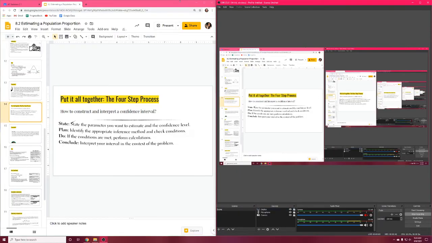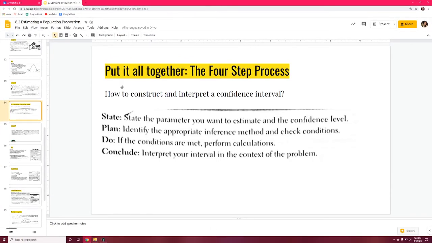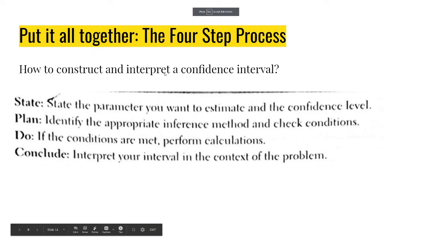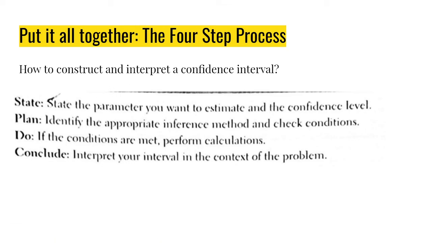answer step by step. Okay, so I pull up the PowerPoint from our Google Classroom, and we're gonna look at what the 4-step process is and how to construct and interpret a confidence interval. First of all, you need to state the parameter you want to estimate and the confidence level. So basically, for the confidence interval, we want to state how many percent confidence interval. The percentage is your confidence level for the proportion.